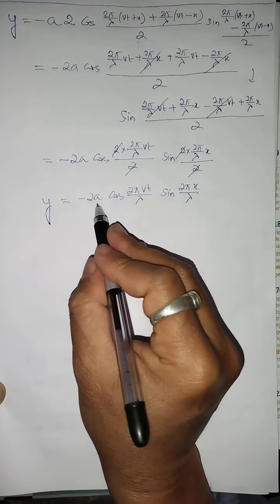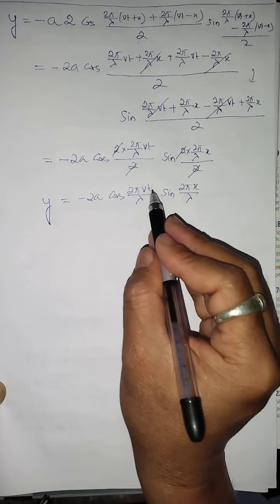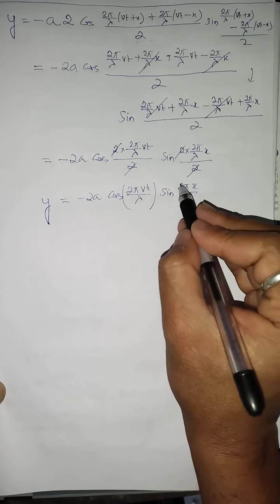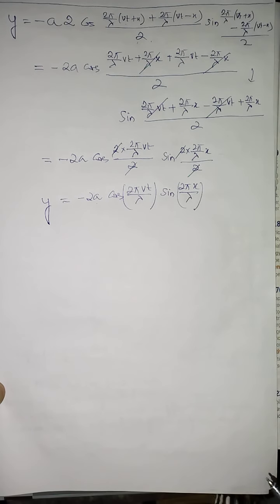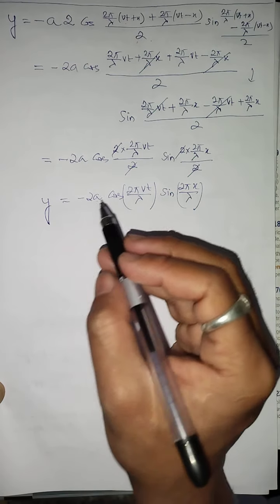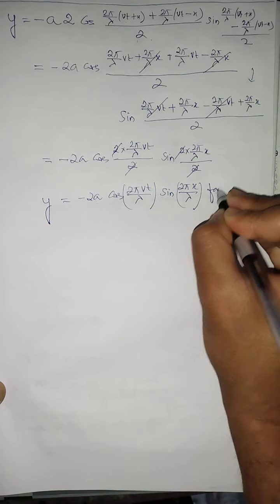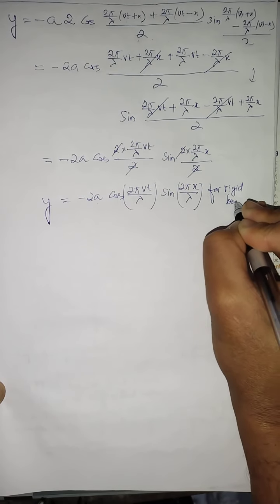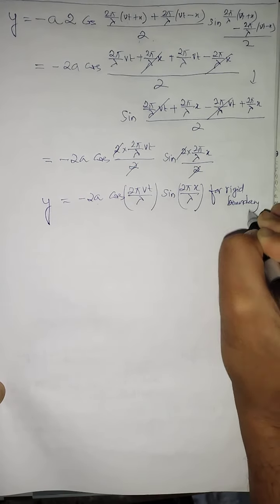Now see the expression that we obtained, that is y equals minus 2a cos 2 pi bt by lambda. Let me write this in bracket, and sin 2 pi x by lambda. So this is the relation that we obtained when we had done this for the rigid boundary, when the reflection takes place from the rigid boundary.